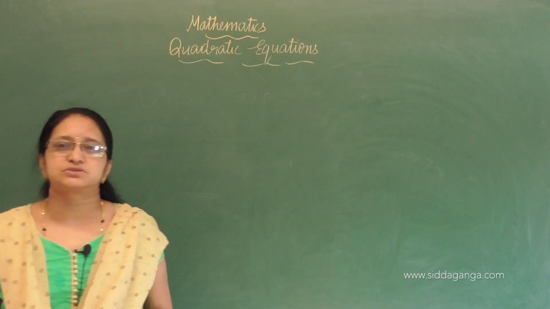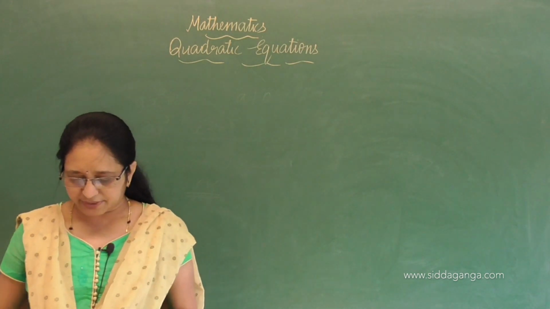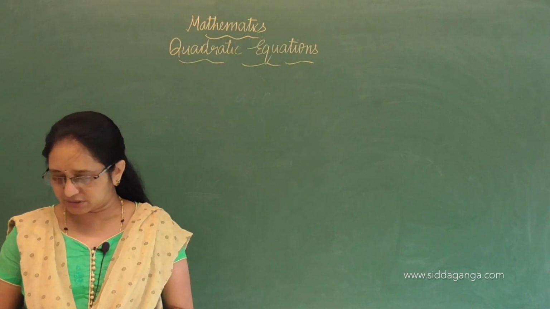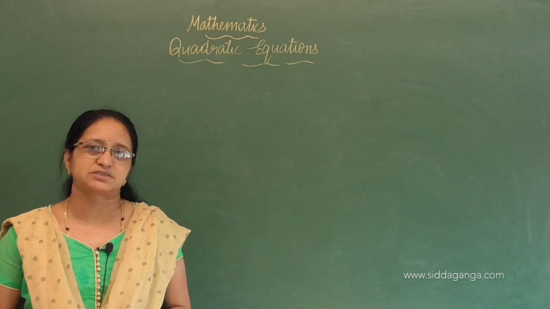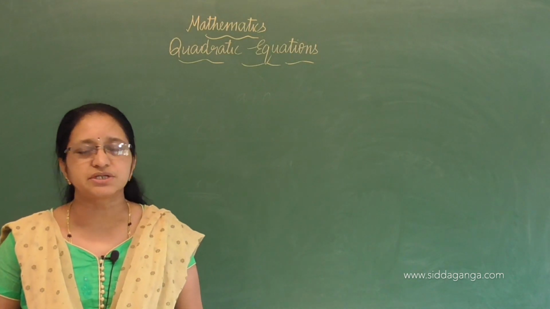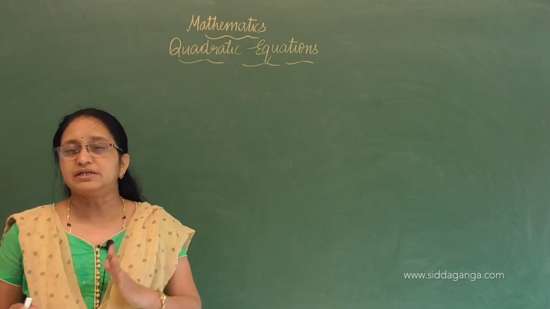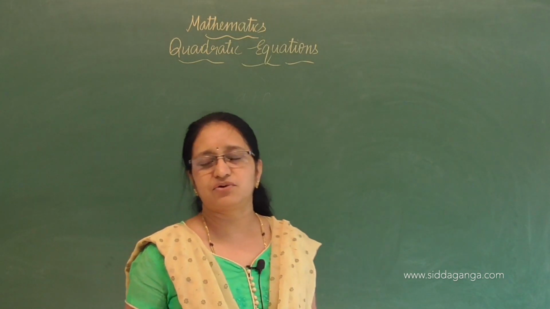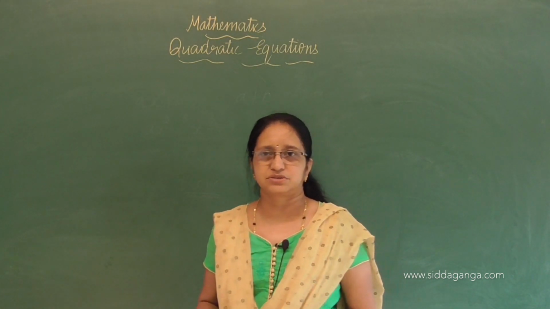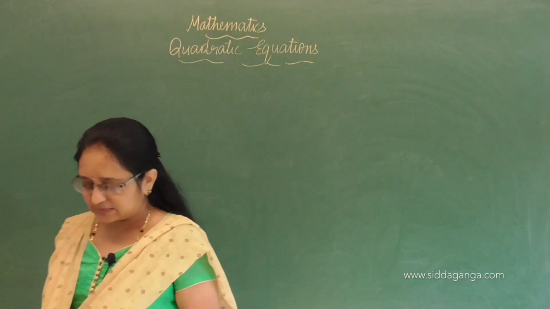So I hope you understood the meaning of a quadratic equation. A quadratic equation is when the quadratic polynomial ax square plus bx plus c, where a is not equal to 0, is equated to 0. That is the general form of the quadratic equation. Now let us see.